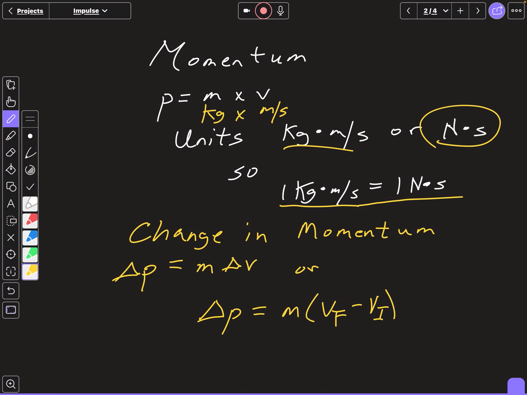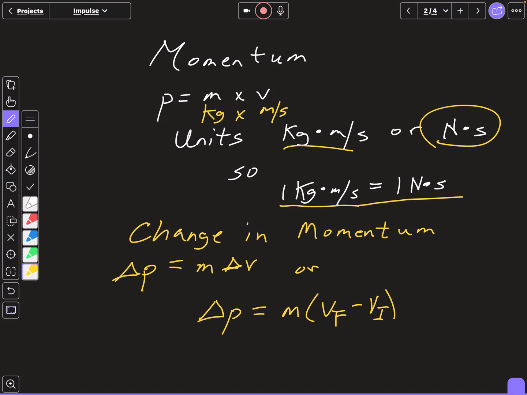Another thing we talked about was the change in momentum. We have to change our equation slightly. We have that triangle, which stands for change in. The change in momentum, which is delta P, is equal to mass times the change in velocity. We can write the change in velocity differently. We can extend that out and write, change in momentum is equal to mass times Vf minus Vi.